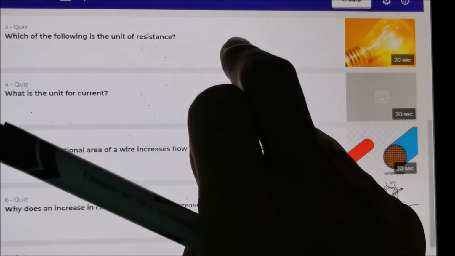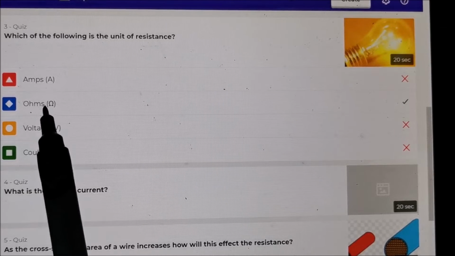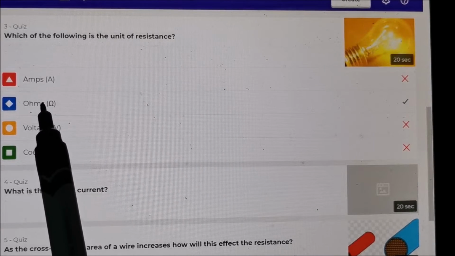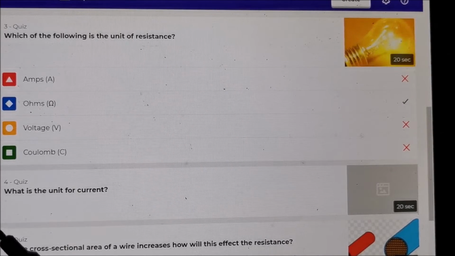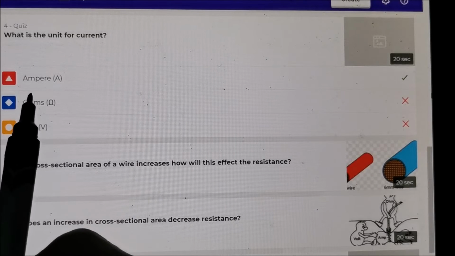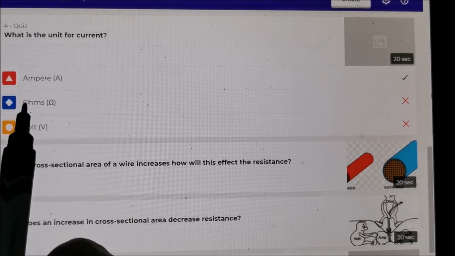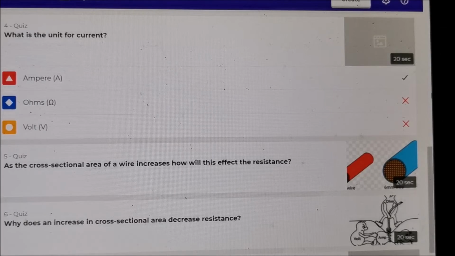Question number 3. Which of the following is a unit for resistance? Of course, the ohm. This one, no need to think. Number 4, what is the unit for current? Of course, the ampere, amps. Voltage is volt, ohms is for resistance.